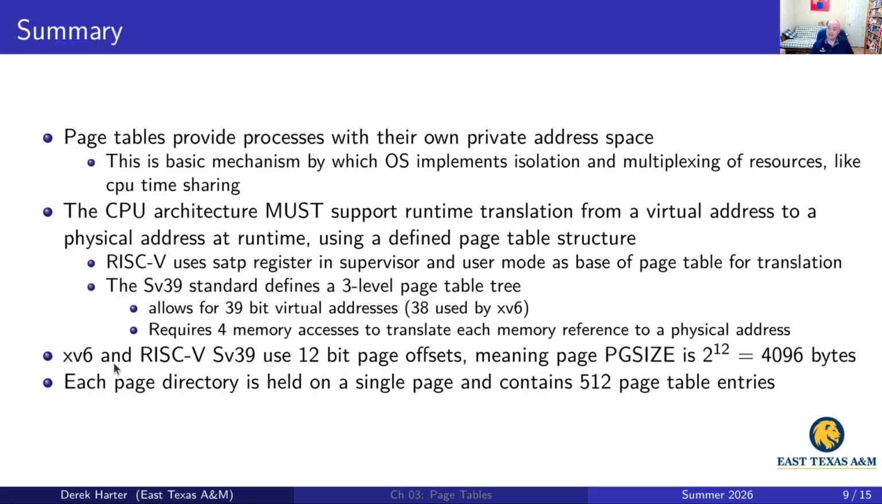In this class in XV6, we're going to be exclusively using 12-bit offsets, which means that all pages are 4096 bytes. Some hardware supports different page sizes, and I believe there might be standards for RISC-V where you can use different page sizes as well. But a standard one is a 12-bit page size, which means you have 4096 bytes on every page. Each page directory in RISC-V is held on a single page, so since each page table entry is 64 bits or 8 bytes, you can have 512 page entries on each page directory.